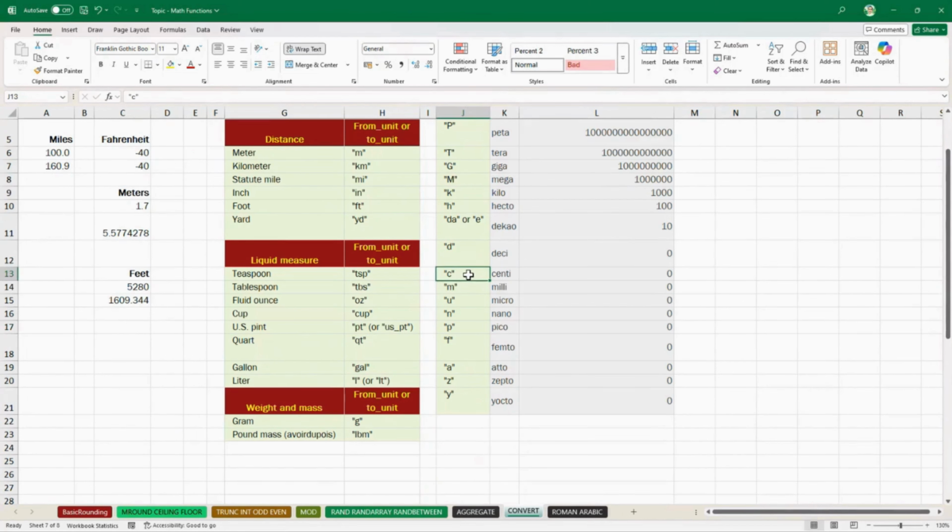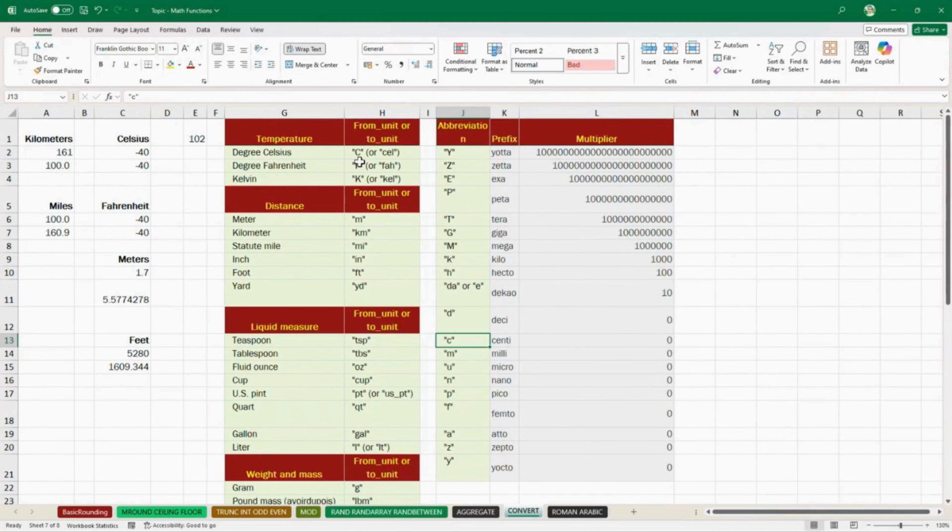Remember again, these are case sensitive, so small c may mean centimeter, while capital C may mean Celsius. So you need to be very careful with this one.